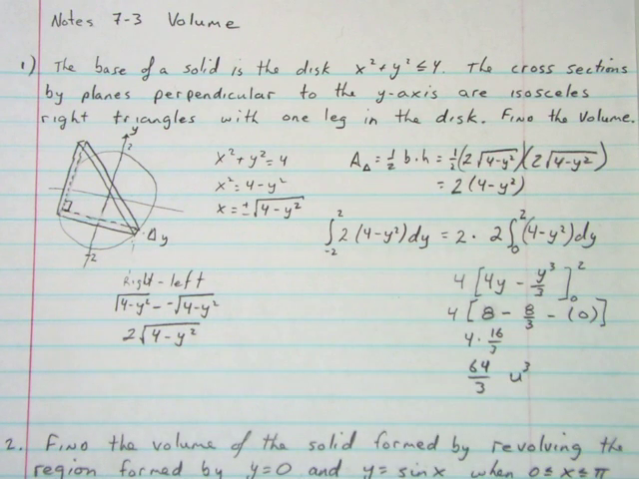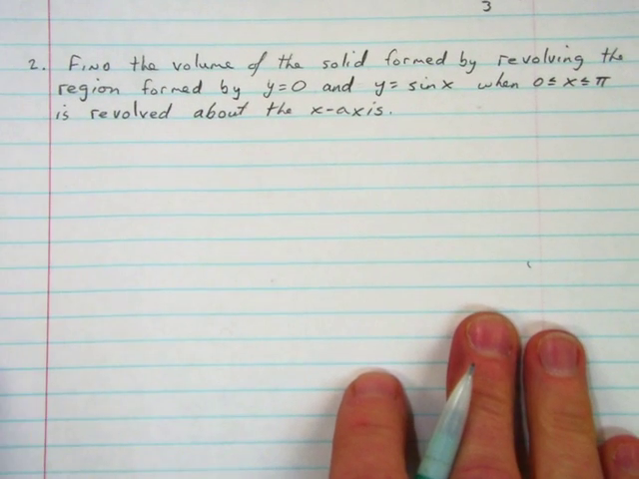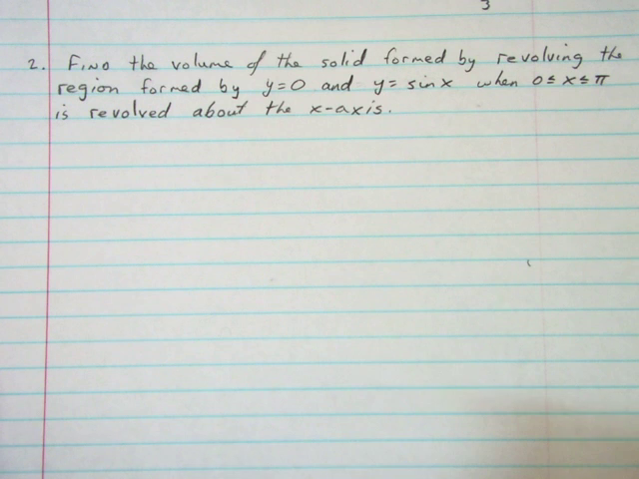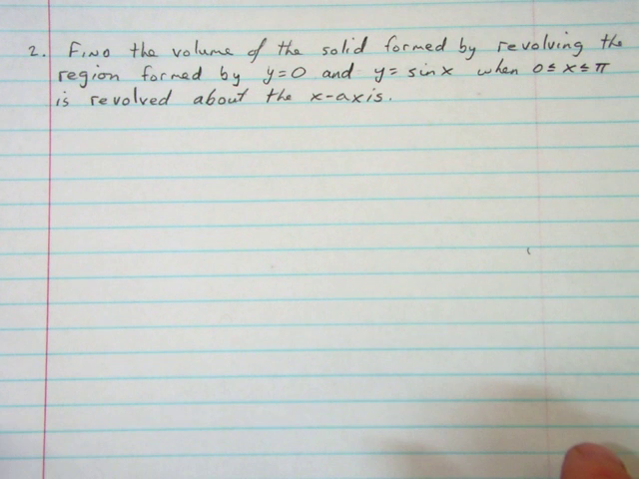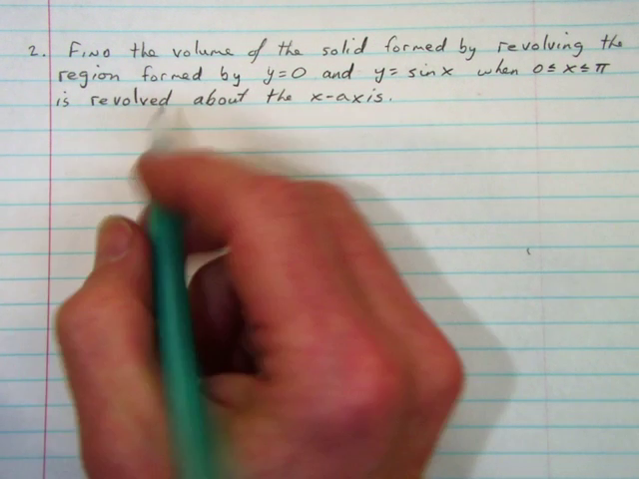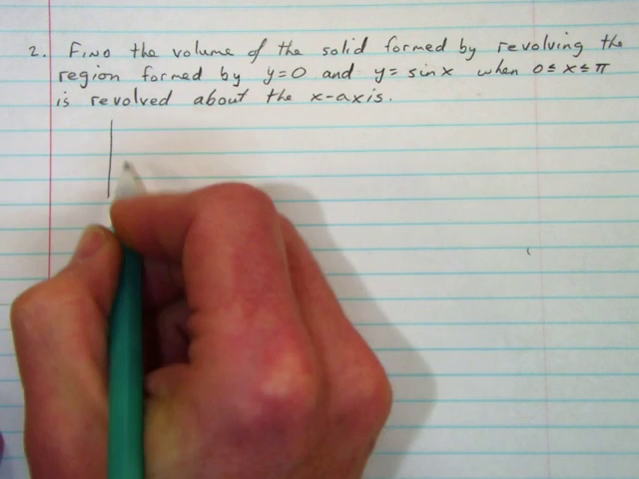Let's take a look at another problem here. Find the volume of the solid formed by revolving the region formed by y equals 0 and y equals sine x when 0 is less than or equal to x, which is less than or equal to pi, is revolved about the x-axis.